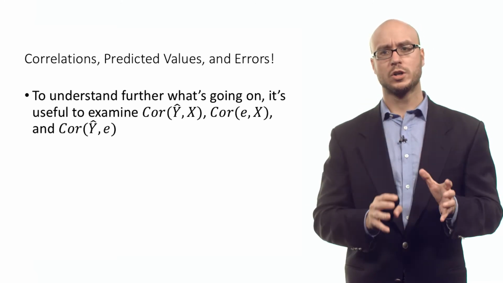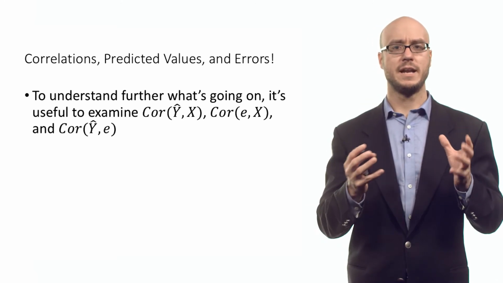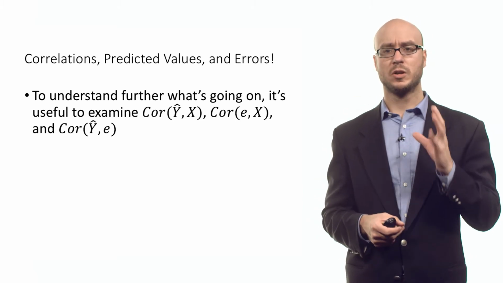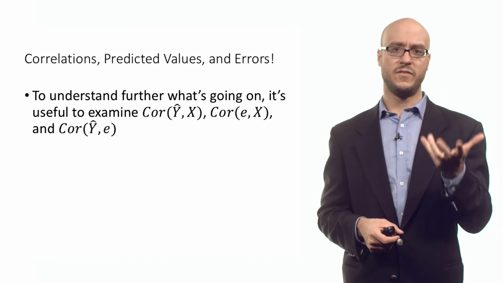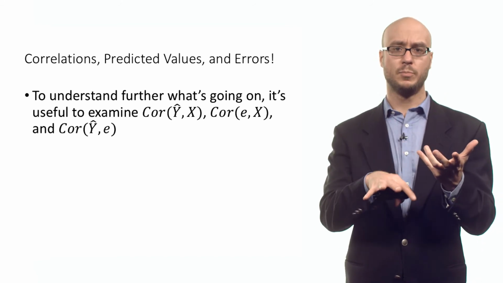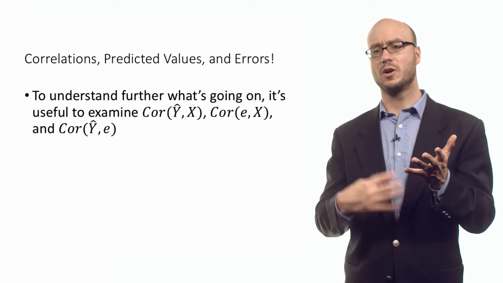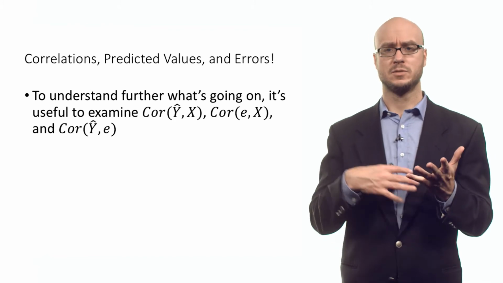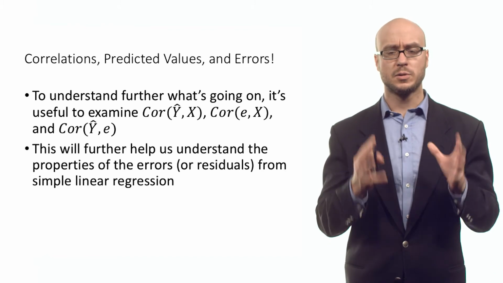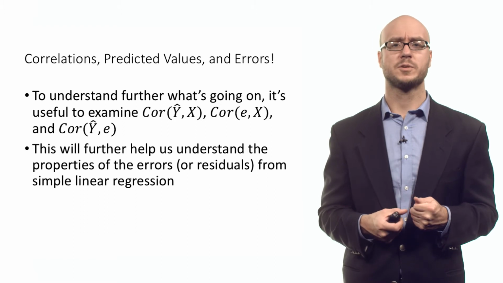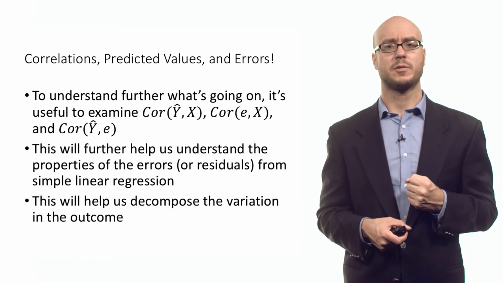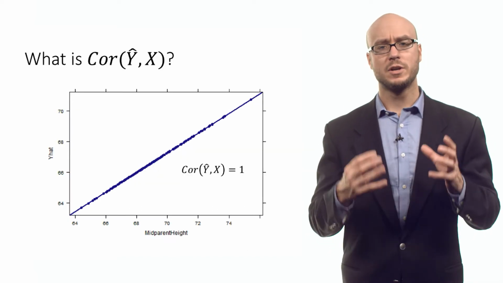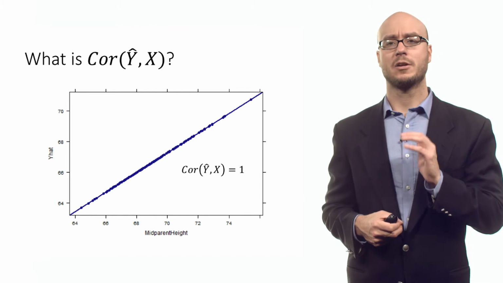Also, we can look at various correlations between predicted values and errors. When we look at all these different correlations, they also have some interesting properties. So we're going to look at the correlation between the fitted values of our outcome and our input variable, or x variable. We're going to look at the correlation between our errors or residuals and our input, or x variable. And we're going to look at the correlation of our y-hats with our errors. This will help us understand the properties of these errors or residuals that we obtain from simple linear regression, and it'll also help us decompose the variation in our outcome. So what is the correlation between our y-hats and our x variable?